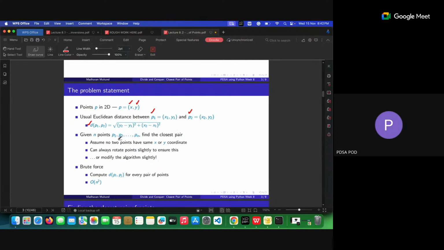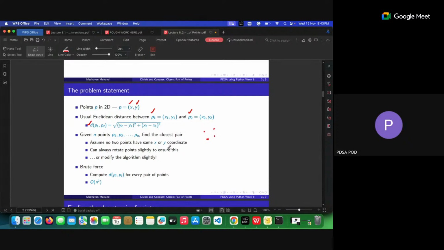So here, given n points, P1, P2, up to Pn, find the closest pair. Assume that no 2 points have the same x and y. Like in the video game, they are at different locations. We are not assuming that both of them are at the same location. We are doing it in such a way.